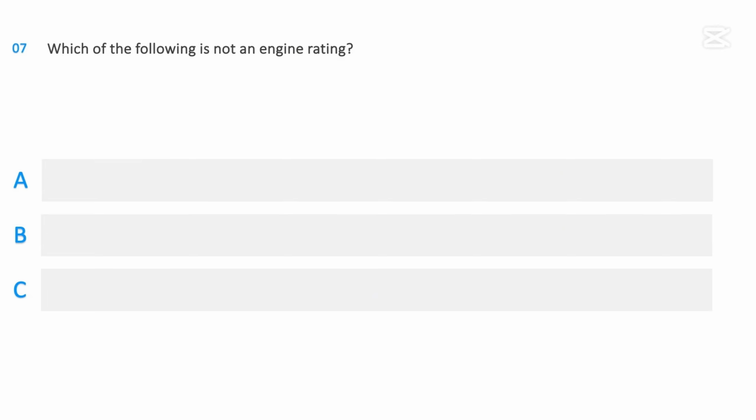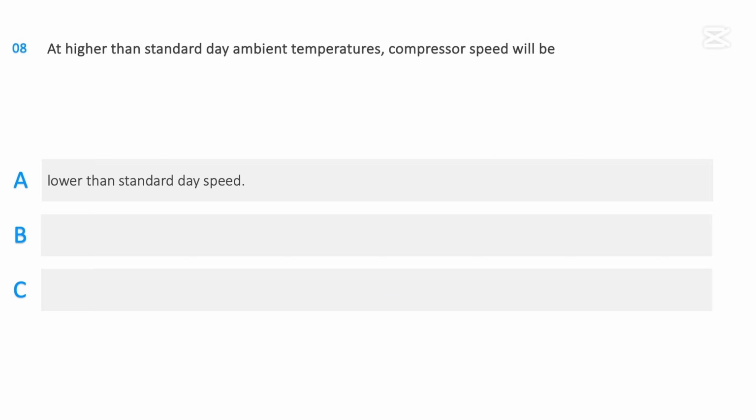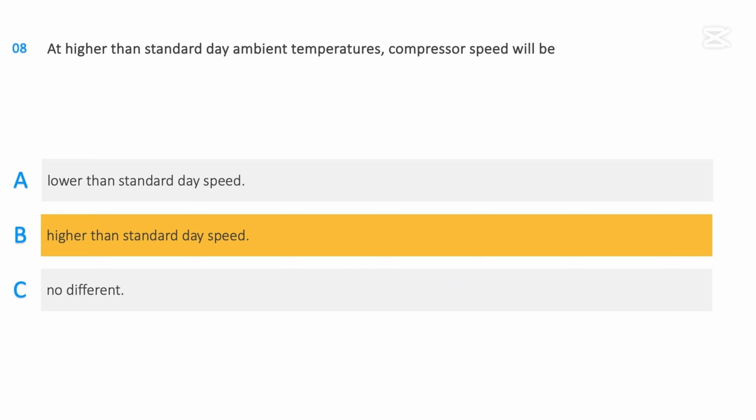Which of the following is not an engine rating? Maximum continuous, maximum takeoff, idle. The correct answer is idle. At higher than standard day ambient temperatures, compressor speed will be lower than standard day speed, higher than standard day speed, no different. The correct answer is higher than standard day speed.